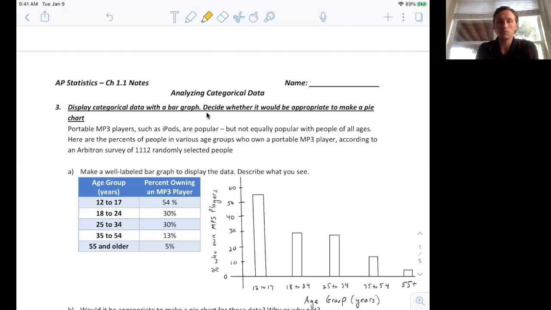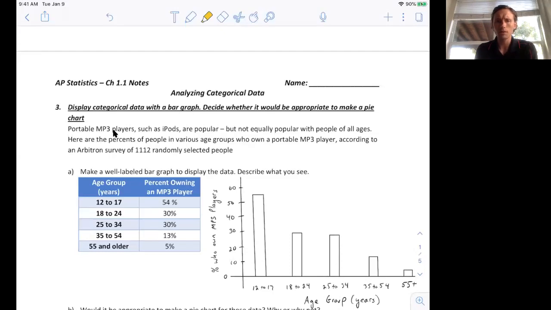The first one being displaying categorical data with a bar graph and deciding whether it would be appropriate to make a pie chart. So we know the difference between categorical and quantitative variables. This section focuses on displaying and analyzing categorical data. So you know two methods now of how to display categorical data: a bar graph and a pie chart. Let's look at this example together.